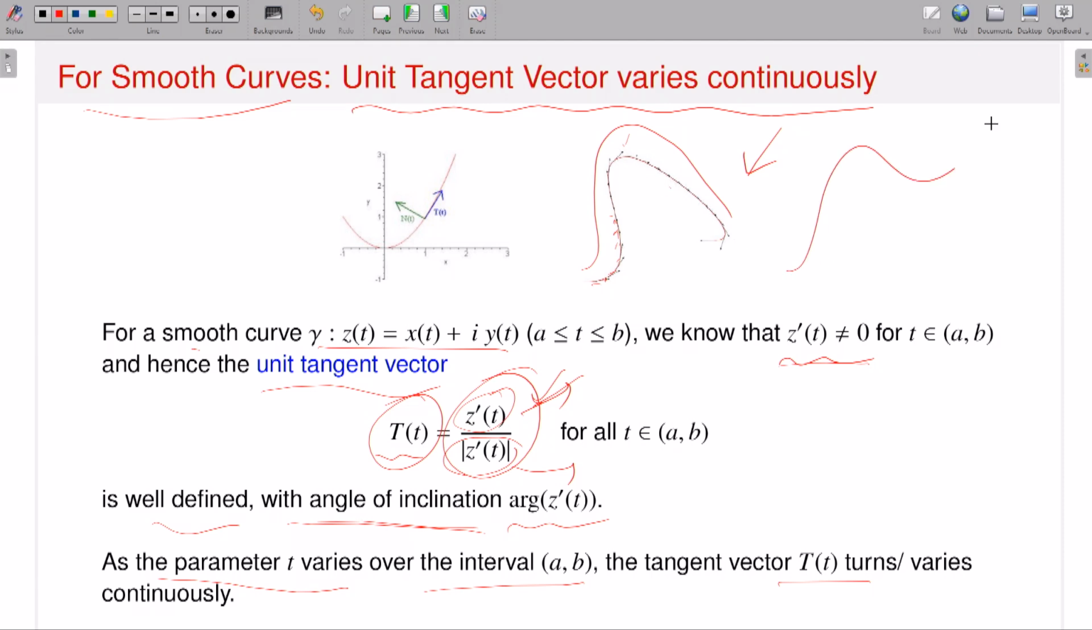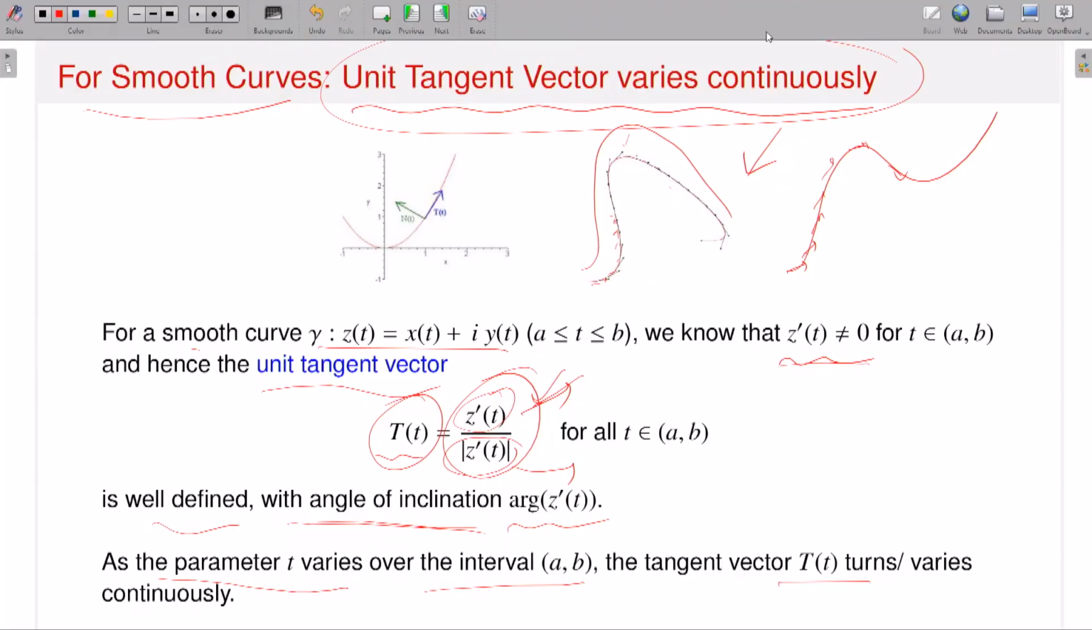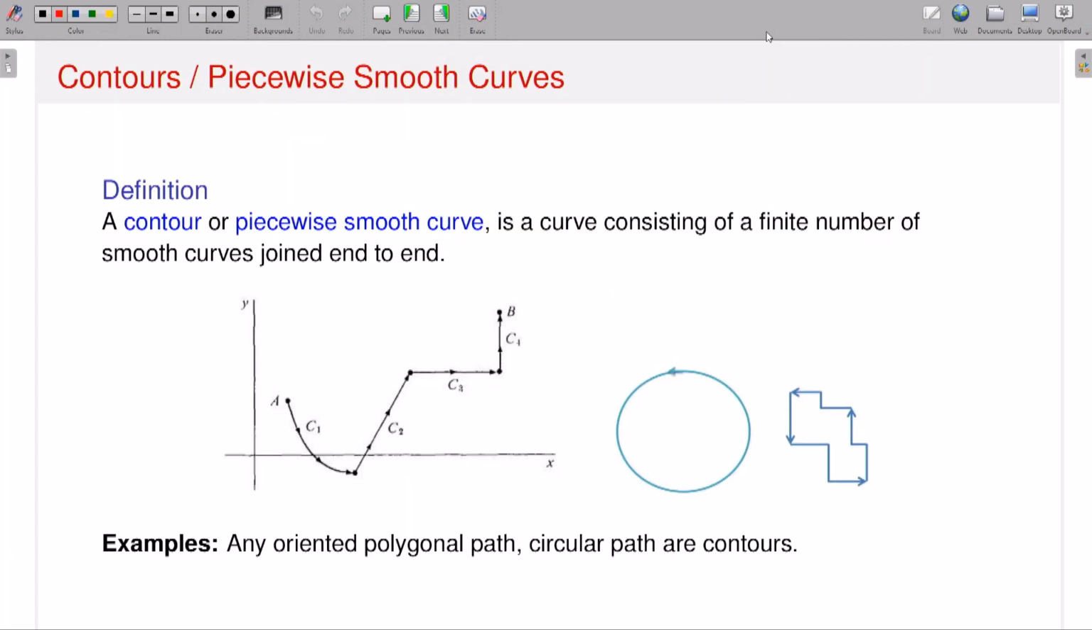It is a smooth curve because smooth means it is differentiable, the derivative is continuous, and my tangent varies very smoothly. So for example, the circle, a straight line, or a parabola are all smooth curves. So a smooth curve is one where the unit tangent vector varies continuously, because from the definition of a smooth curve, it automatically follows.